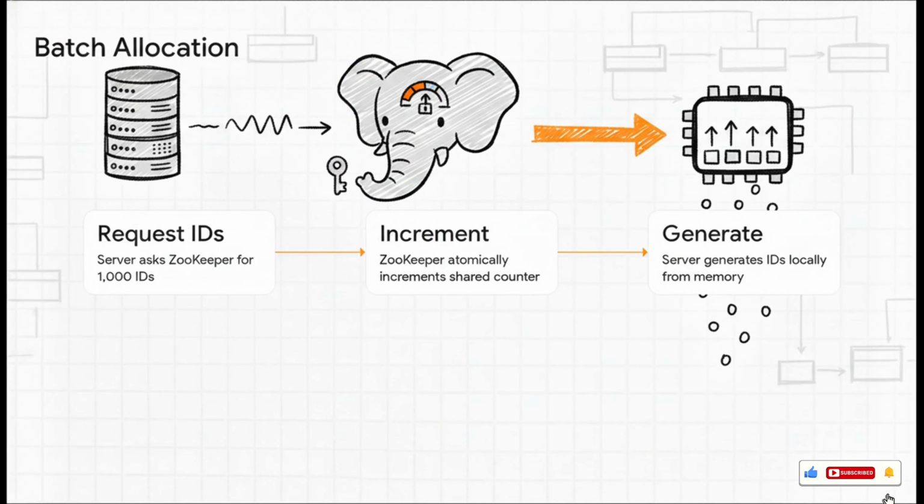This brilliantly illustrates how it works in practice through a really elegant batch allocation process. Let's break it down. Step 1, a web server boots up and asks ZooKeeper for a batch of 1,000 IDs. Step 2, ZooKeeper uses an atomic operation to increment its shared counter. This guarantees no other server can get the specific numbers, and it assigns the server a range, say IDs 50,000 to 50,999. Step 3, the web server now happily generates IDs locally, straight from its own memory. It operates completely independently, without ever talking to the database or ZooKeeper again till it runs out of its batch.